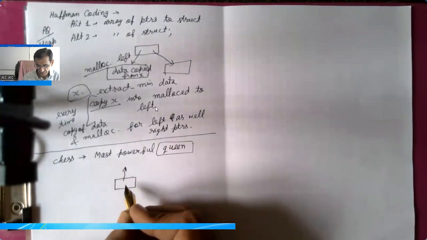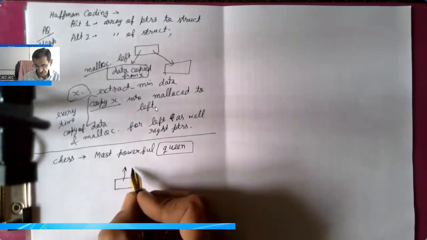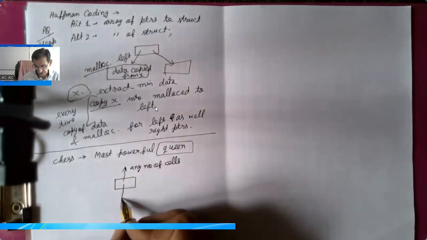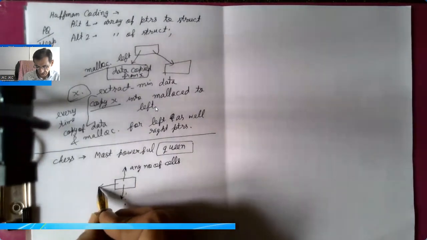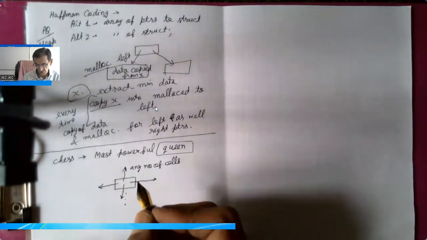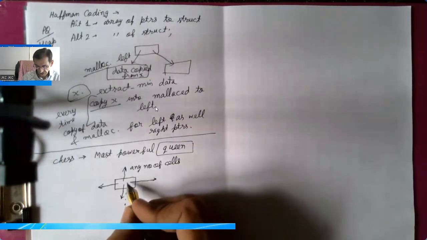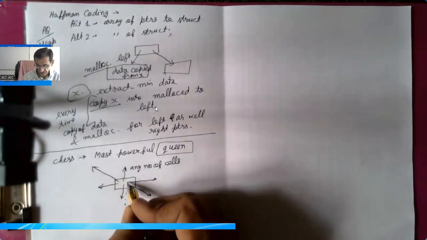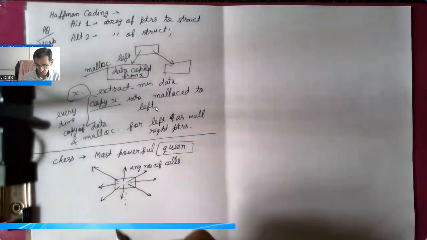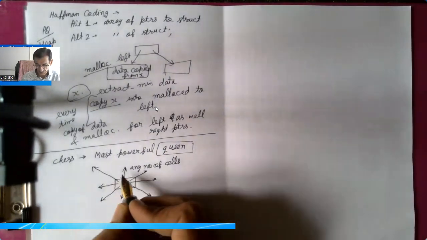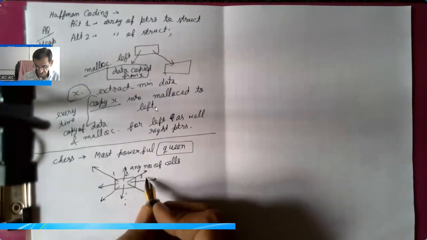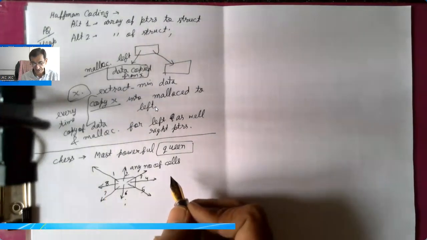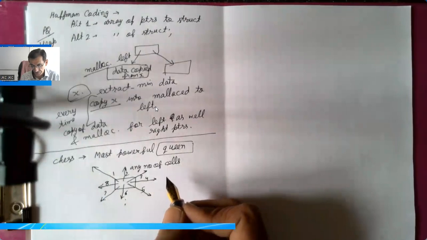It can go vertically up to any number of cells, or vertically down anywhere. Left side horizontally, right side horizontally, any number of cells. Diagonal, either downwards or upward, and the other diagonal also. So it has effectively 8 possible moves: 1, 2, 3, 4, 5, 6, 7, 8. And in any direction, one or more cells can be moved.